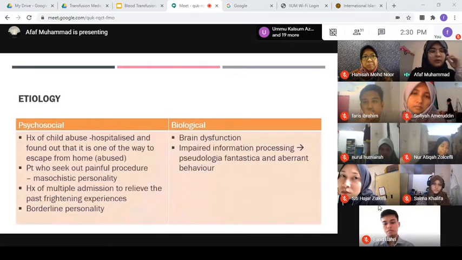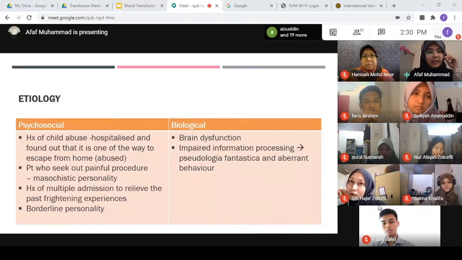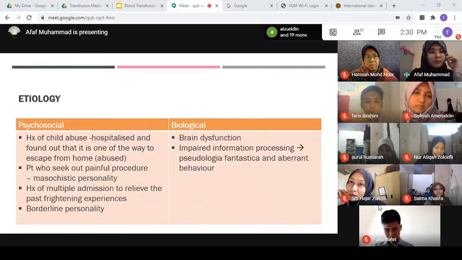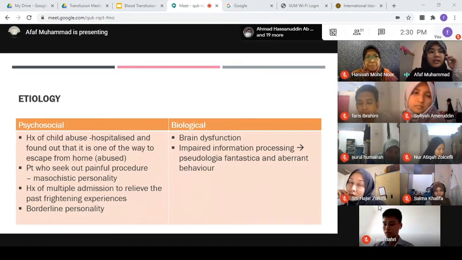In terms of psychosocial, these patients have a history of child abuse and have been hospitalized previously, and they found it a way of escape. The hospital is a way that they can escape from home, from the abusive environment. Some patients have a masochistic personality whereby they actually seek painful procedures, or they have a history of multiple admissions because they want to relieve frightening experiences, and most of the patients have a borderline personality.